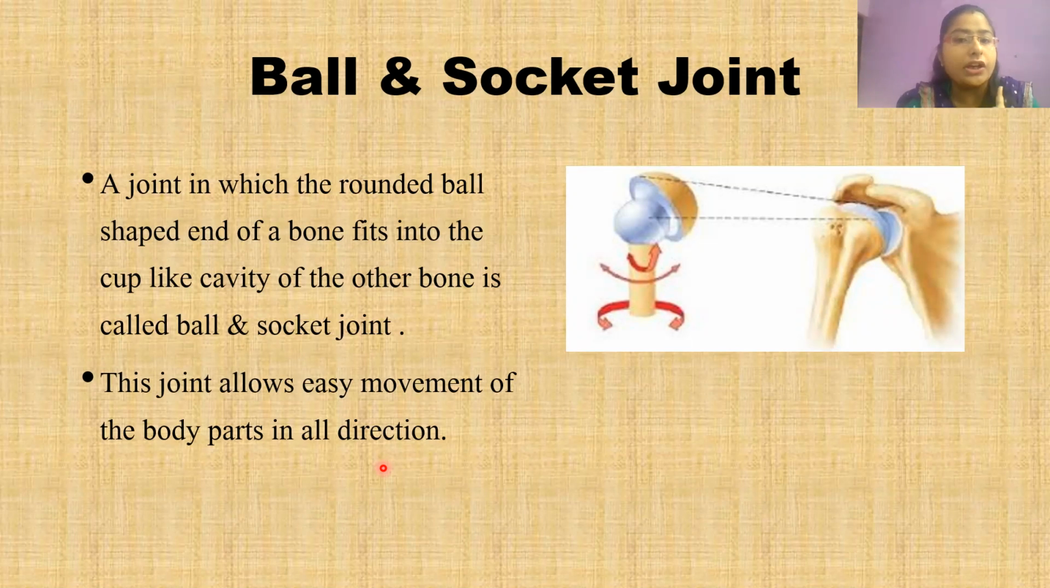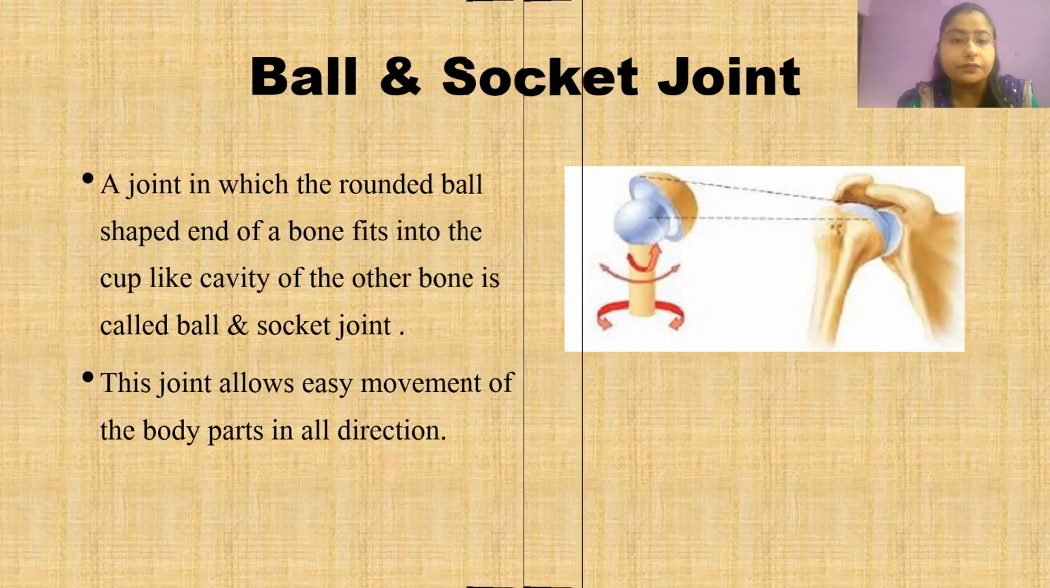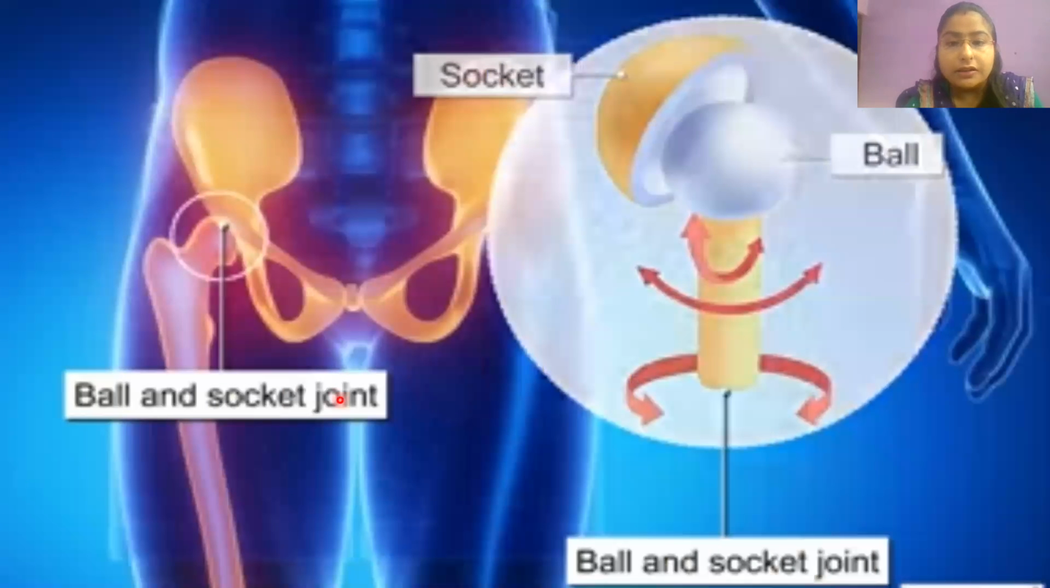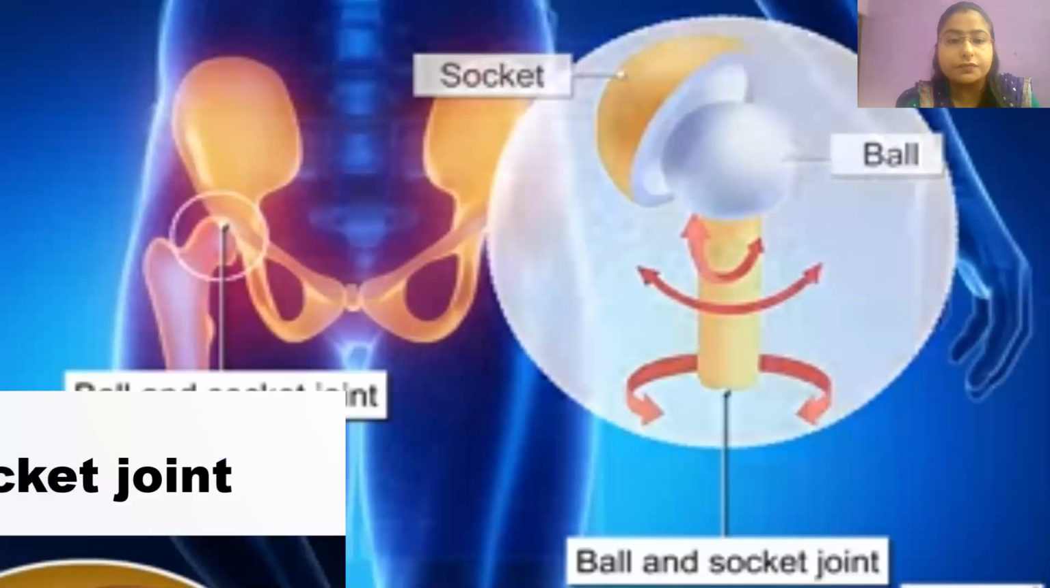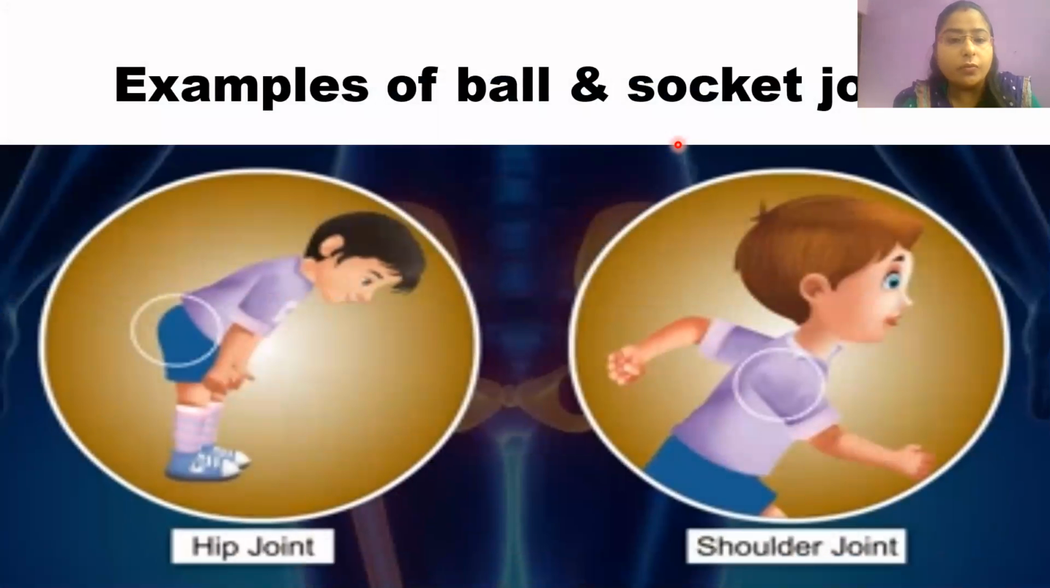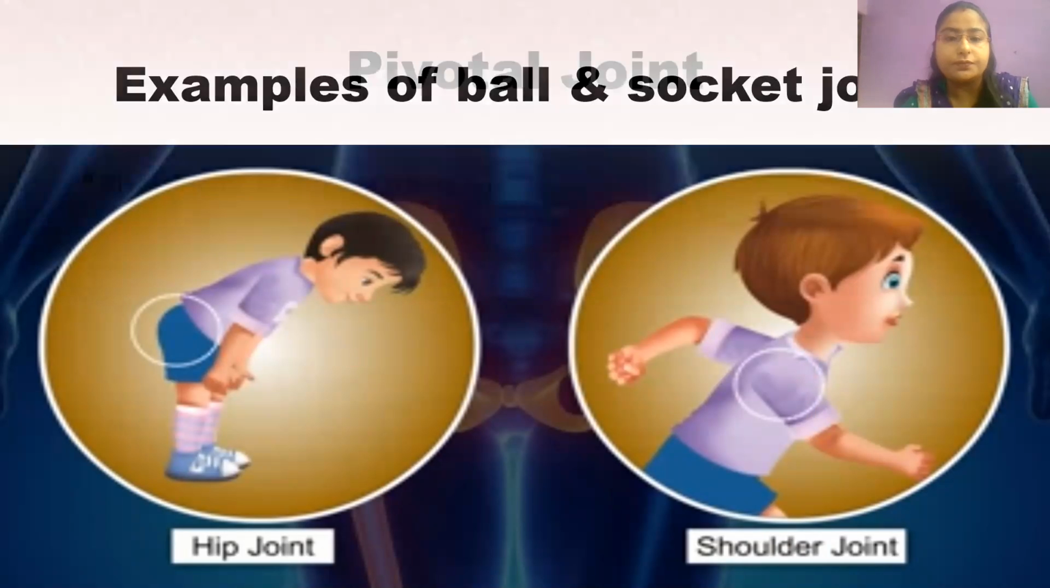सिर्फ ball and socket joint ही ऐसा joint है जो allow करता है to do the movement in all the directions. Okay. See, this is our ball and this is a socket. This is a cup-like cavity in which they are joined. Examples of ball and socket joint: the first is hip joint and second is the shoulder joint. In these two parts, the ball and socket joint is there.